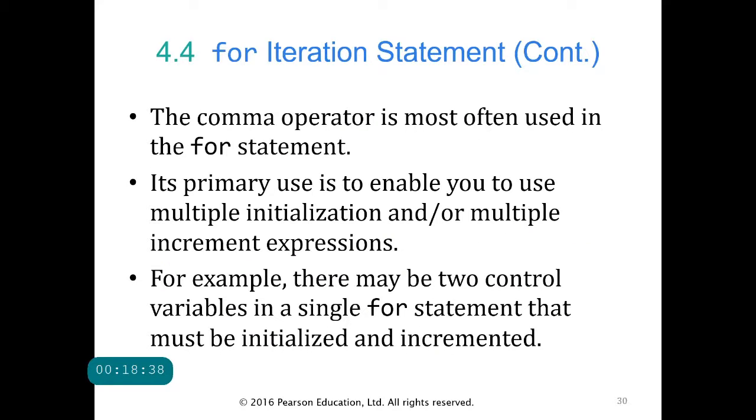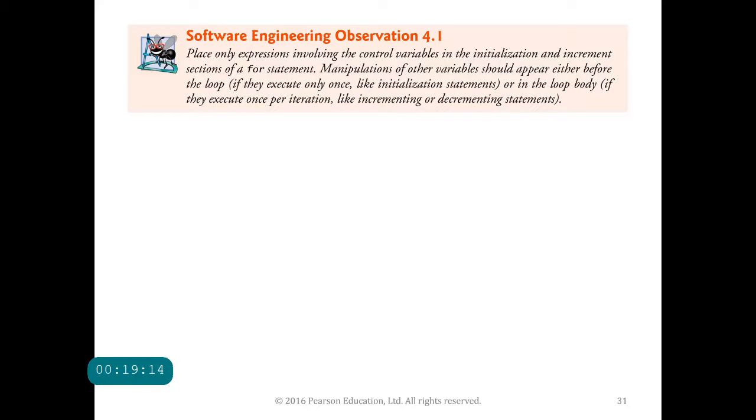So let's look at a couple of examples of these. You may want to use these in situations where you want to control your loop using two variables. If your loop can terminate based on the values of two variables, then you can use comma separated statements in the control part of your loop.